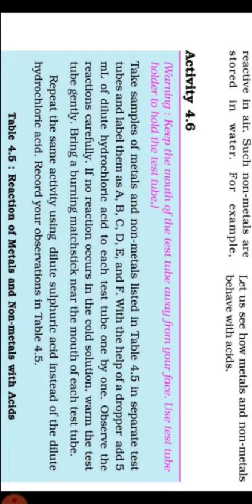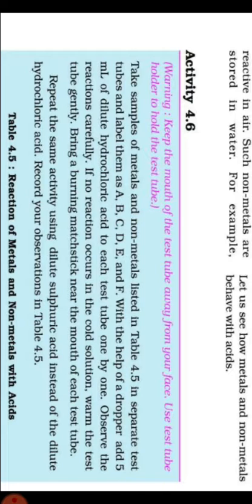As you know, dilute hydrochloric acid means hydrochloric acid plus water. So with the help of a dropper, add 5 ml of dilute hydrochloric acid to each of the test tubes one by one. Then observe the reaction carefully. If no reaction takes place in the cold solution, then warm the test tube gently. Bring a burning matchstick near the mouth of each test tube. Repeat the same activity using dilute sulfuric acid instead of dilute hydrochloric acid and record your observation in table 4.5.